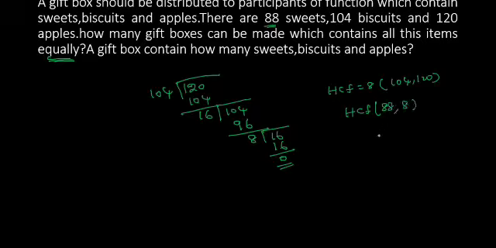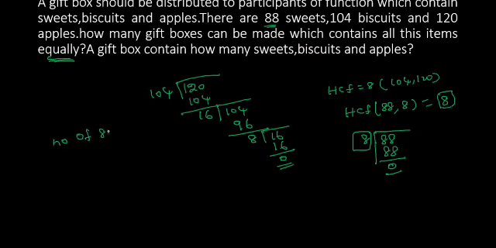Now the biggest number is 88. So 88 divided by 8, how many times does it go? It goes 11 times, so the remainder is 0. So again the HCF of 88 and 8 is 8. Now the HCF of all these three numbers is 8. That means this is the number of gift boxes. So the number of gift boxes is equal to 8.